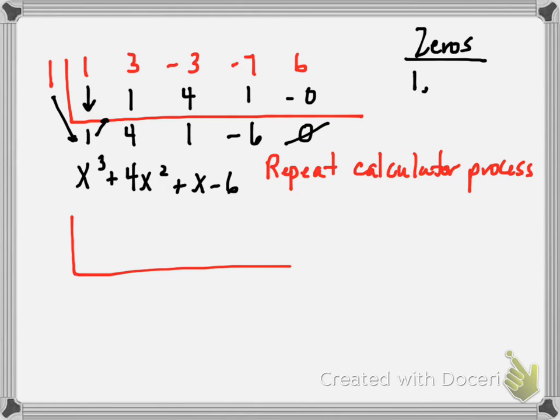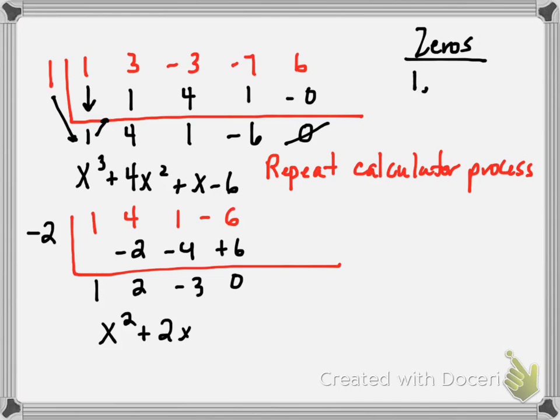So take the same process with the calculator. You'll find that negative 2 also gives you an answer of 0, so we use negative 2 for synthetic division. We get a remainder of 0, so we're good. And when we get our final answer on this one, we're going to have x squared plus 2x minus 3. Now here's where you can factor it. The whole purpose of synthetic division is to get it down to x squared, because x squared allows us to factor and then get our zeros from our factor.